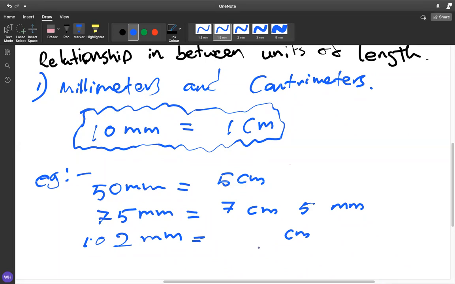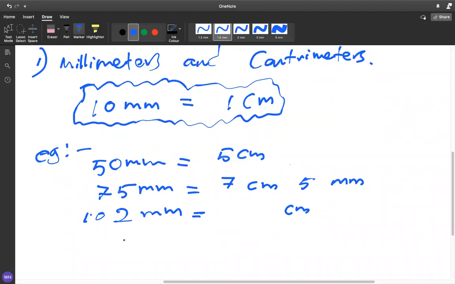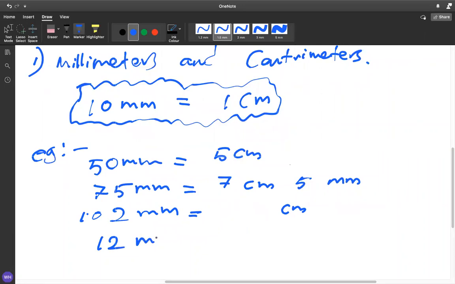1.2 centimeters. Is that correct? Then what about this number? If you have 12 millimeters, and if you want to write in centimeters, are the same digits coming here? Same units coming here? Millimeter. Here this should be 10.2 centimeters, and here it should be 1.2 centimeters. Got it? Got the difference between these two?